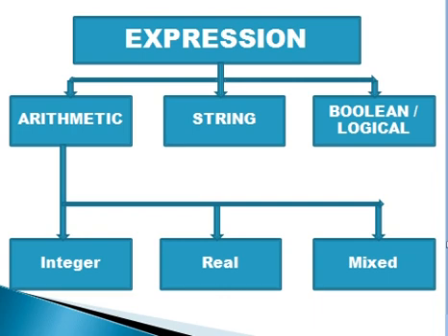Now expression can be of three types: arithmetic expression, string expression, and Boolean expression or logical expression. Arithmetic expression contains the arithmetic operators, which is going to result in a numeric value. String expression contains string values, wherein we are talking about non-numeric values or literals. Boolean or logical expression deals with values which result in a Boolean result like true or false.